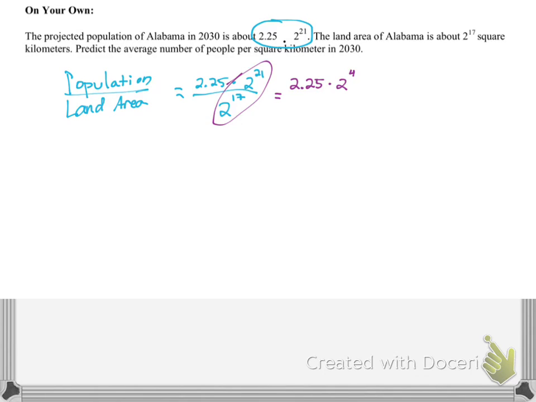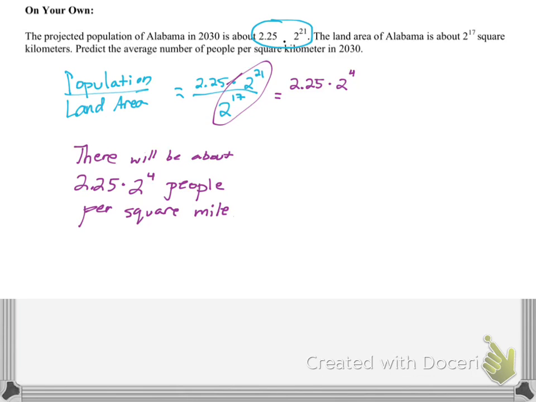It's a little bit of an awkward number, but that is the final simplified version. So I'm going to write a story here. There will be about 2.25 times 2 to the 4th people per square mile. If you need to rewatch any part of the video just to make sure you got the target, rewind to any part of it. Otherwise, you can go ahead and start practicing on your own.